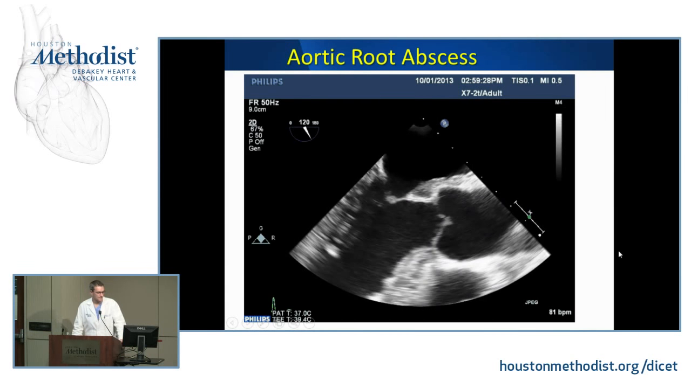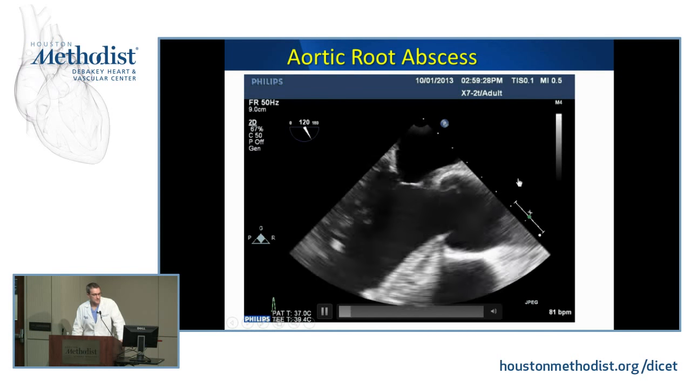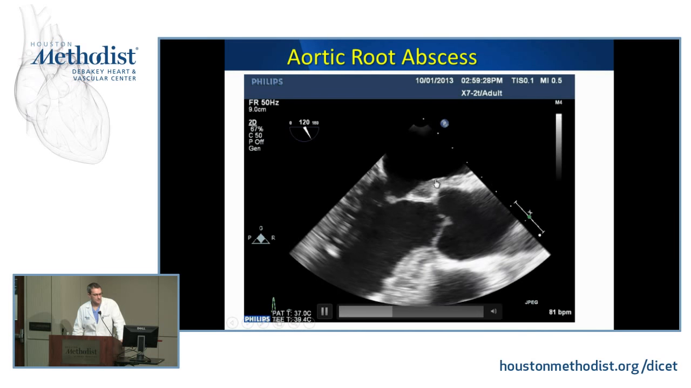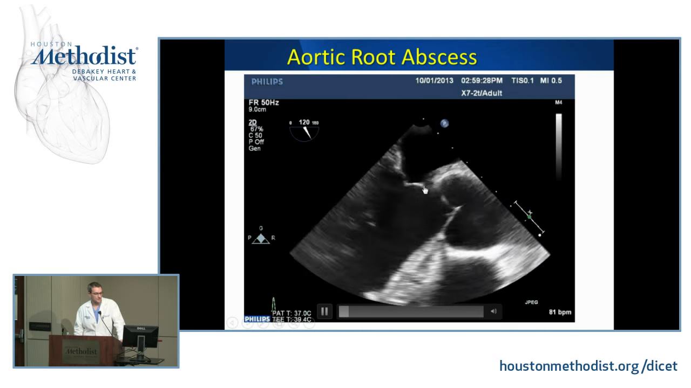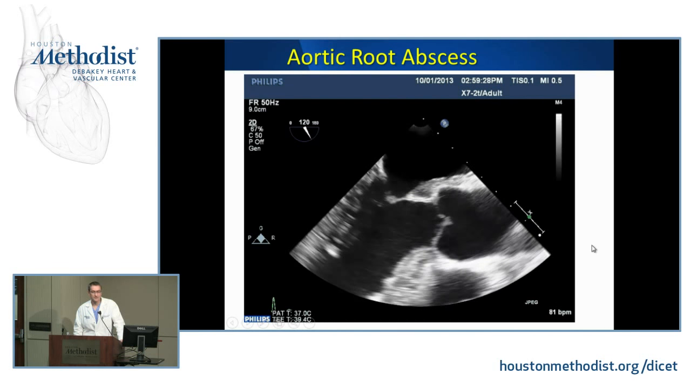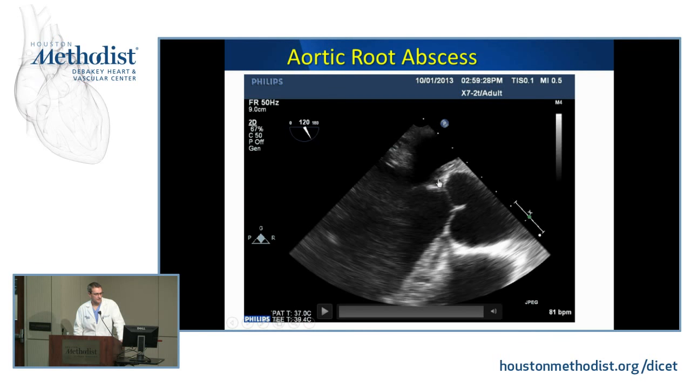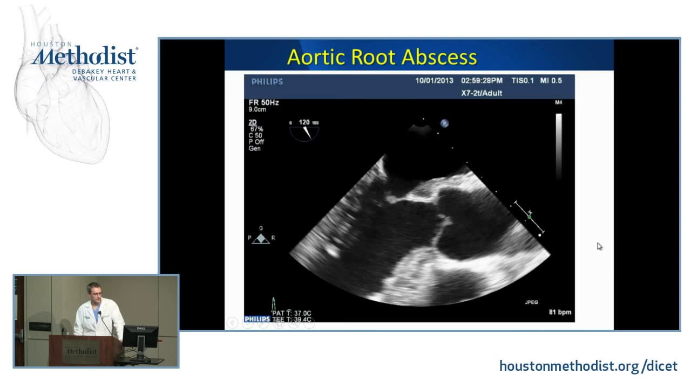It's a different case. This one clearly was suspicious at the get-go, and that's just a nice example of a periaortic abscess, and that's that intervalvular fibrosa, the connection between aortic and mitral valves. It's relatively avascular, if you can imagine such a thing in the crux of the heart, but that is where bacteria can set up shop and really cause the most damage.